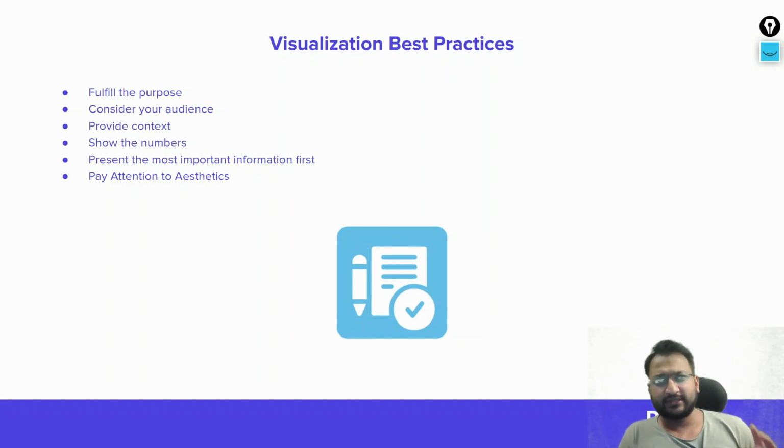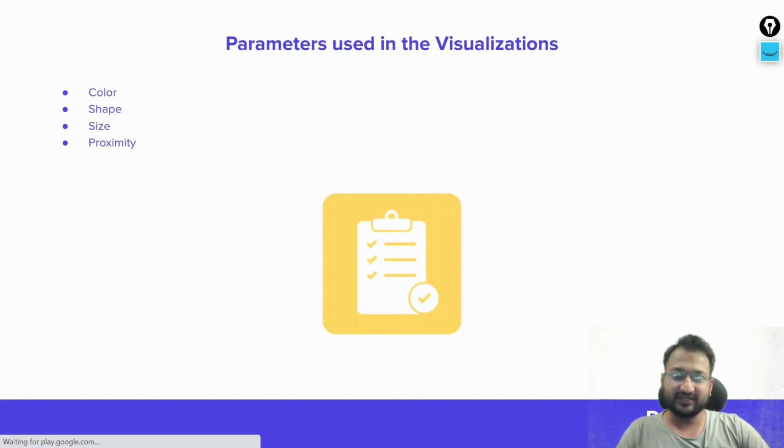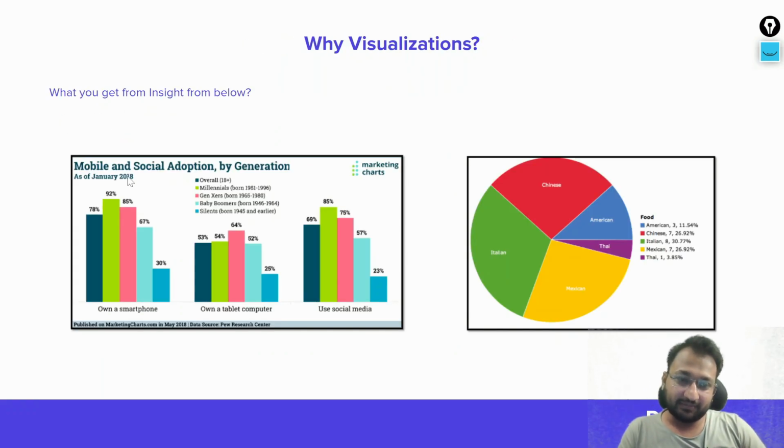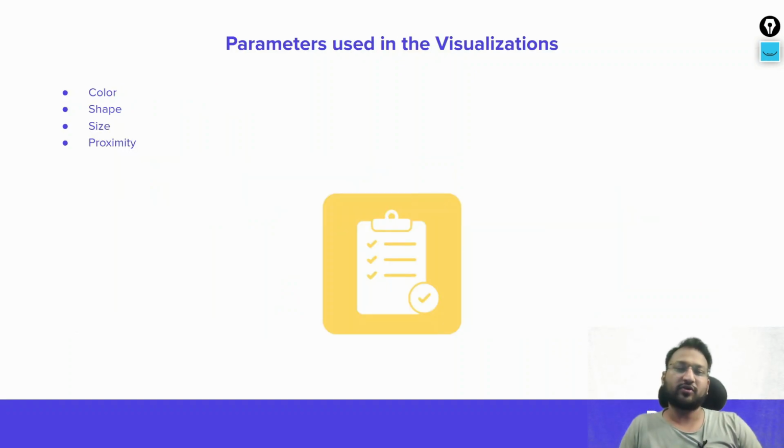Show the numbers. When you make your charts, try to show the numbers wherever possible, like data labels. For example, in this particular example, the numbers were shown on top of the chart. When you look at the numbers, you are able to say, oh, 92%, 85%. If the numbers were not there, the insight would still be that millennials are the highest. But having those numbers gives a little more information and a little more confidence to the end user.